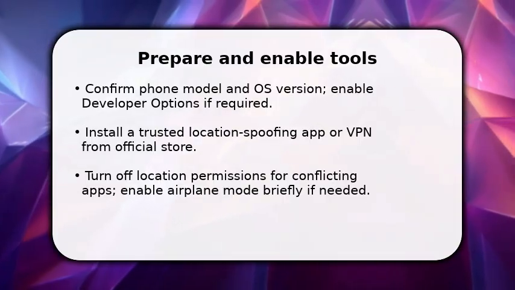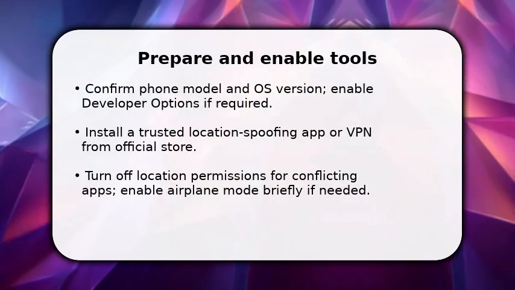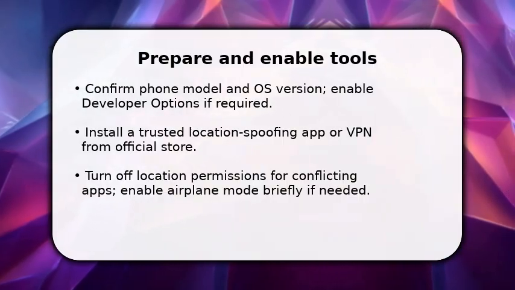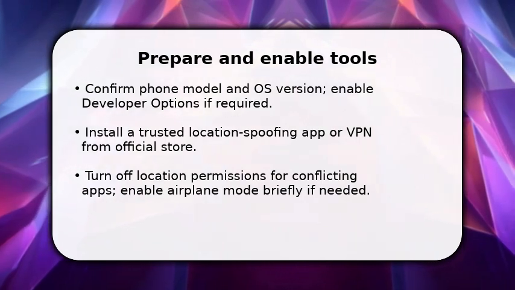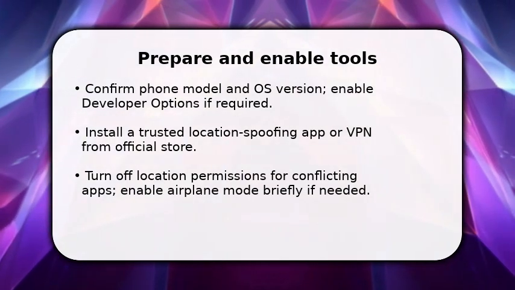Once done, revoke location access for apps that might interfere, and briefly toggle airplane mode to reset the radio. This reduces cached GPS data and helps the spoof take effect.